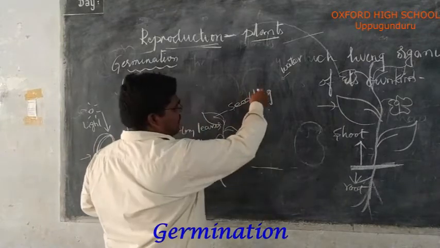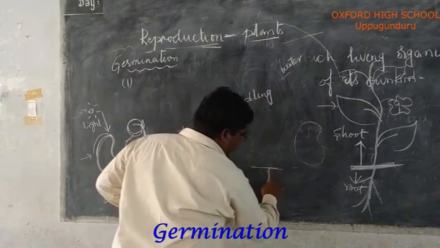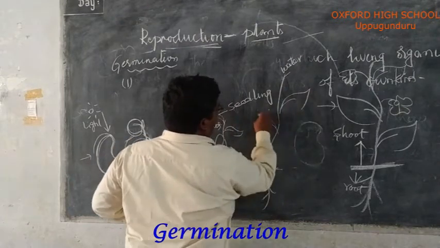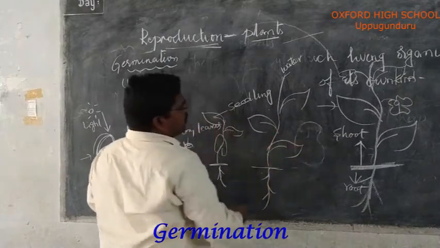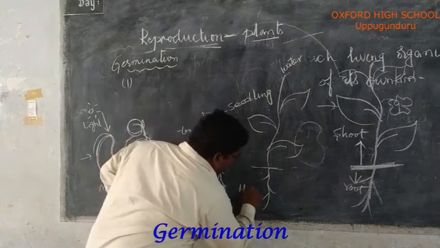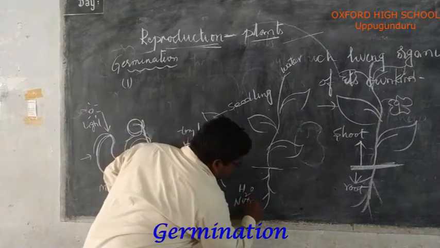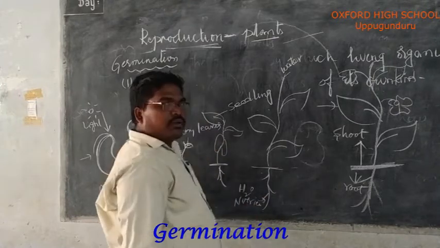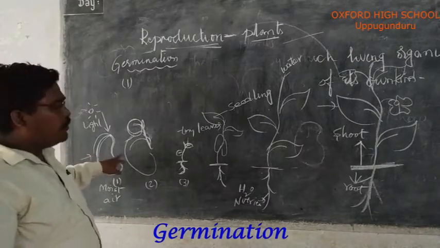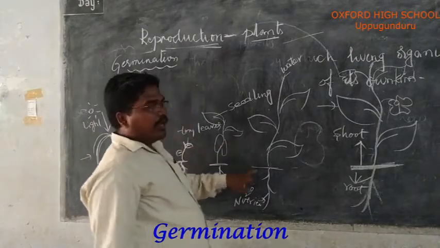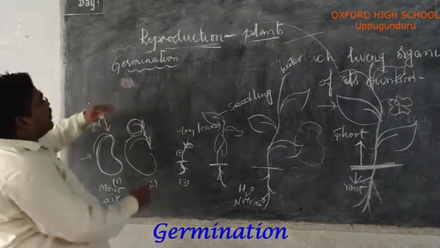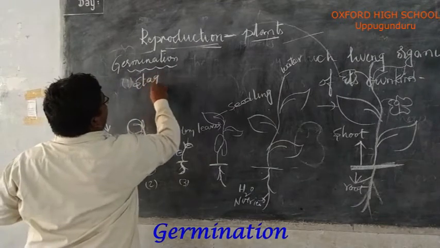When the seedling grows firmly, it produces more leaves and absorbs water from the soil along with nutrients through the roots. Okay, and the cotyledons, the fleshy portion, are removed from the plant body. So this is called germination. So, the stages of germination.